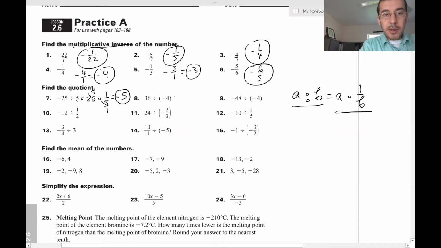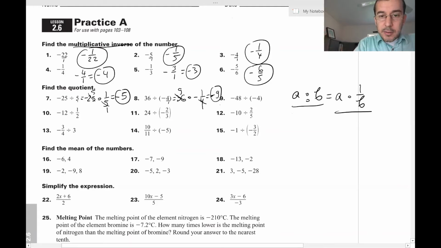Number 8, 36 divided by minus 4, or this is times the multiplicative inverse of minus 4. Minus 4 is minus 4 over 1, so the multiplicative inverse is minus 1 over 4. You have plus and minus, so minus, and then 36 and 4 can cancel out by 4, 1, and here 9, because 4 times 9 is 36, so 9 times 1 is 9. So minus 9 is the answer.